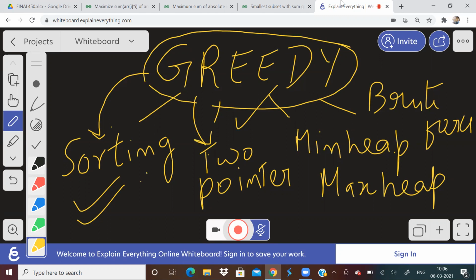Like, which one should I do, sorting? Will it be the best approach? Or should I use min heap, max heap? Which one will be best? Sometimes this is better, sometimes that is better. Or sometimes should I just go with the brute force idea? Maybe should I take extra space instead of increasing the time complexity? So that also will come into picture.